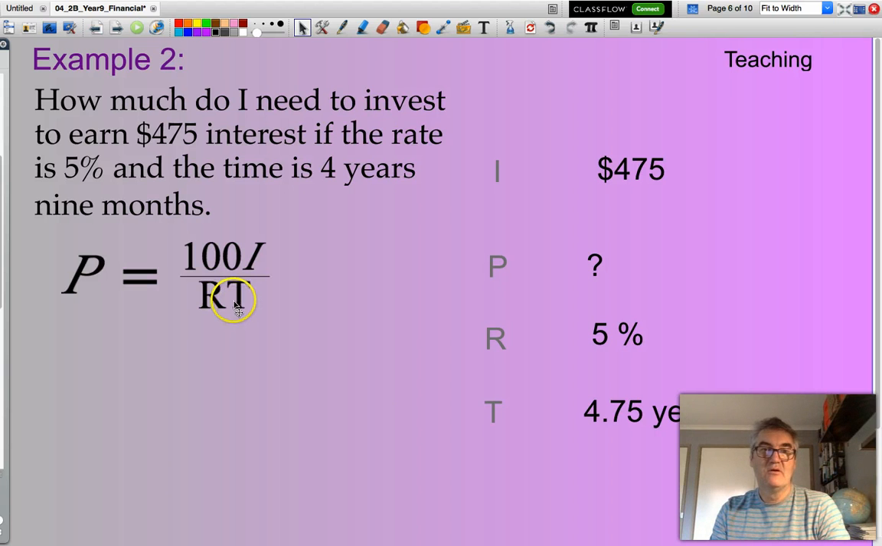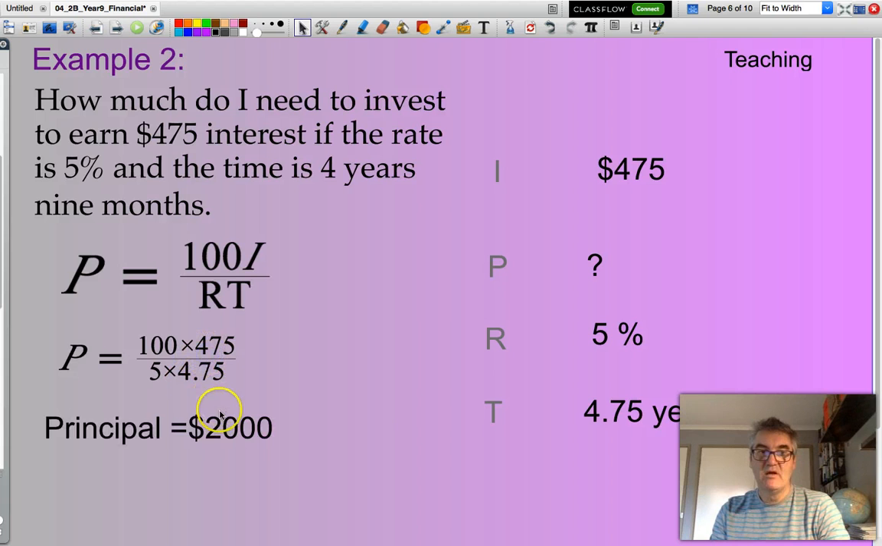And putting the numbers in the equation, I end up with 100 multiplied by I, which is my interest, divided by my rate, multiplied by my time. And that will give me a principal of $2,000.